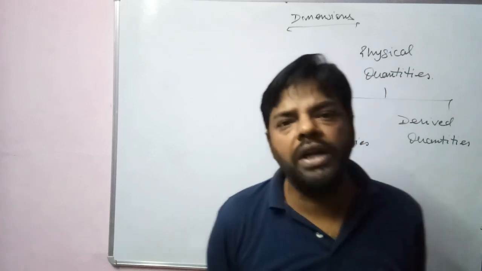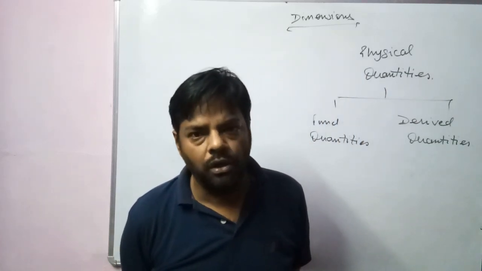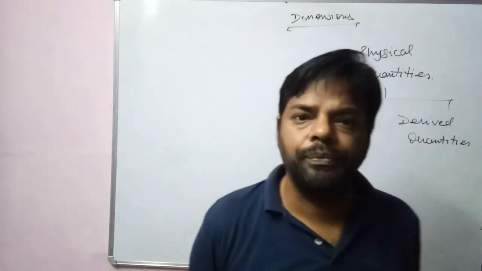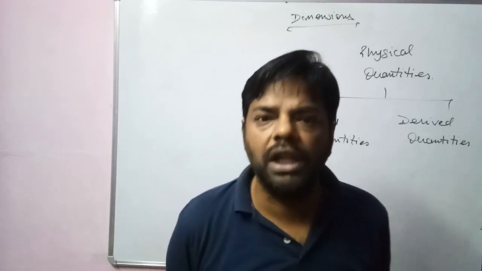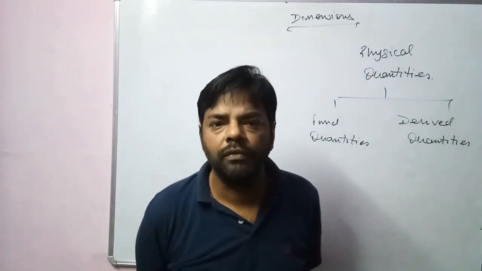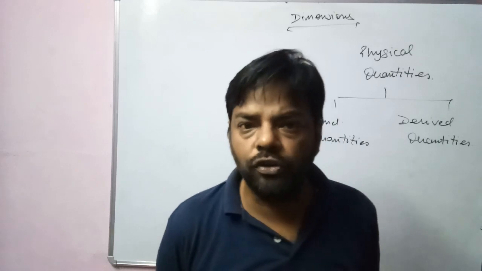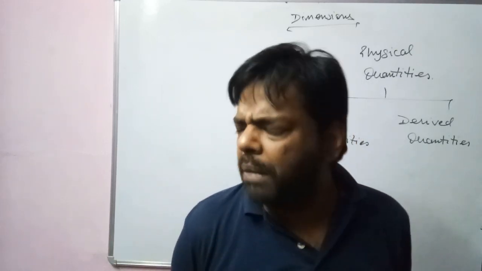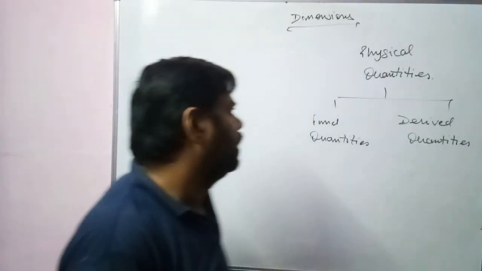So, friends, derived quantities are those physical quantities. Note it down. The derived quantities are those physical quantities which can be derived from the fundamental quantities. Okay? For example, speed, velocity, acceleration, force, work, torque. There are many derived quantities. Okay?